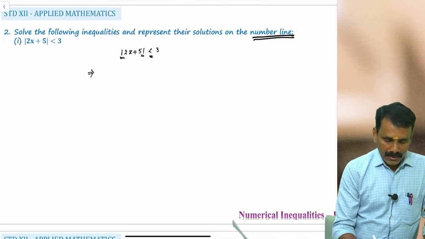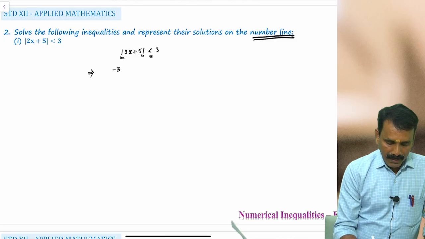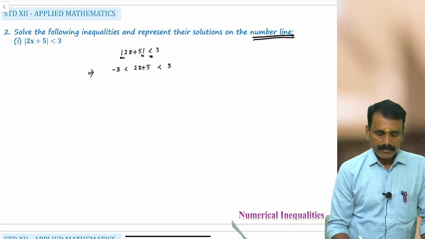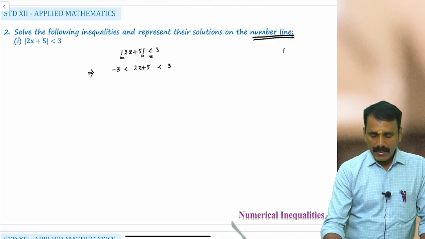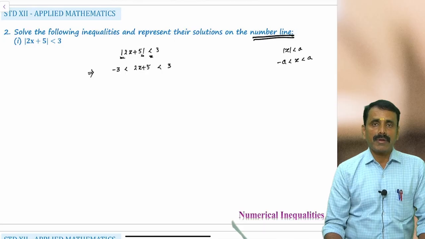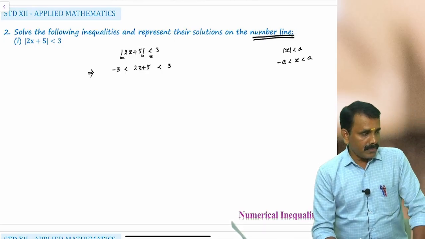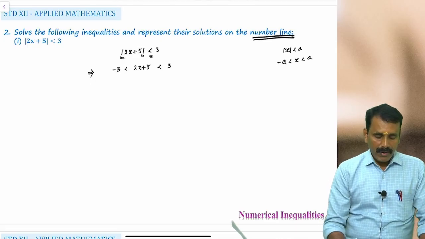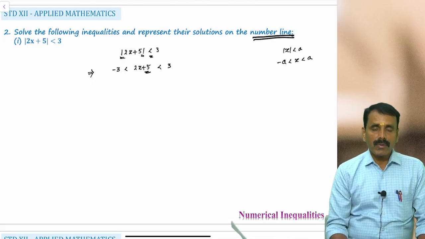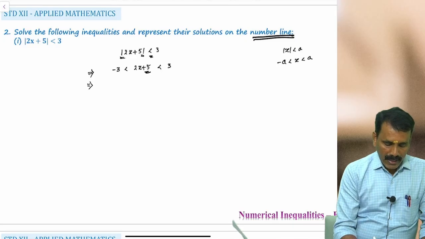We must write minus 3 less than 2x plus 5 less than 3. Because whenever mod x is less than a, your x value should lie between minus a and plus a. Using this property we are writing that. So to find the value for x, first I should eliminate plus 5. So what should I do? I add the additive inverse, which is nothing but minus 5.